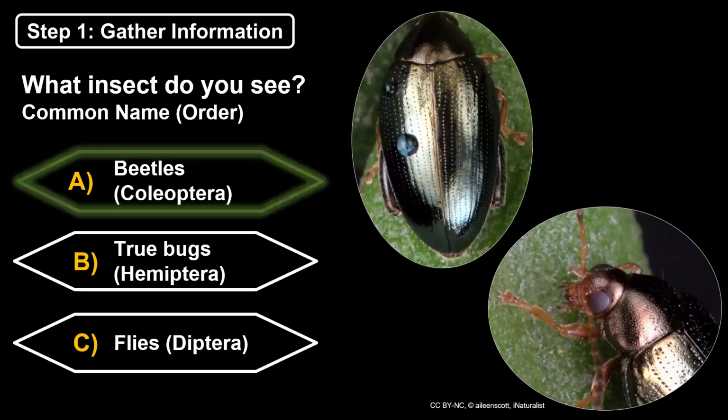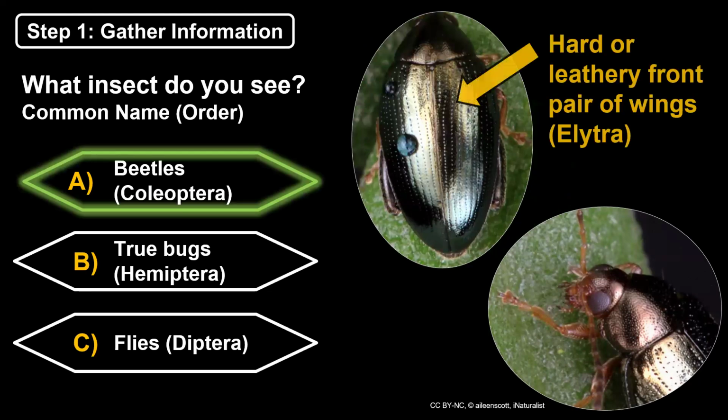So our answer here is A. What we are seeing are beetles. So beetles commonly refers to the order of Coleoptera. And that is because of these distinguishing traits of our wings. The top pair of wings are hard or leathery. We call these elytra. So this is unique to beetles in the order of Coleoptera.